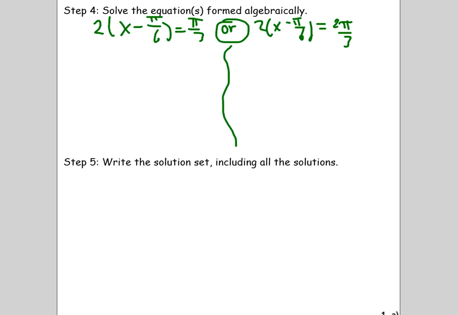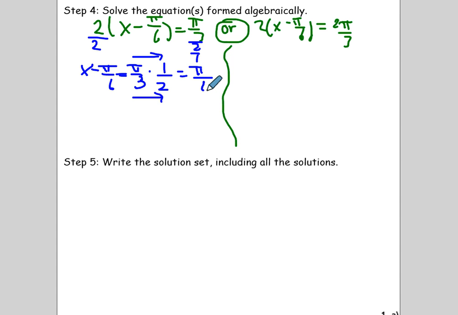So first step, we're going to start by getting rid of the 2. So we divide by 2. And here, if we want to divide by 2, this is 2 over 1. So remember that when you divide, you multiply by the reciprocal. So now we're going to be left with x minus pi over 6 is equal to pi over 3. And we multiply by 1/2. And remember, when you multiply top with top, bottom with bottom, we are left with pi over 6.